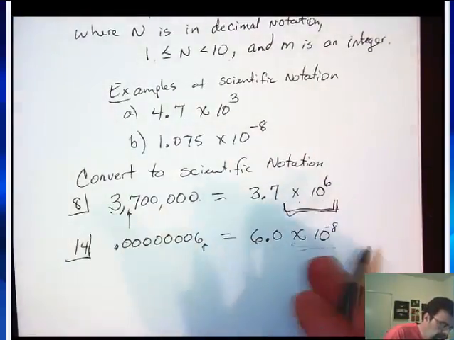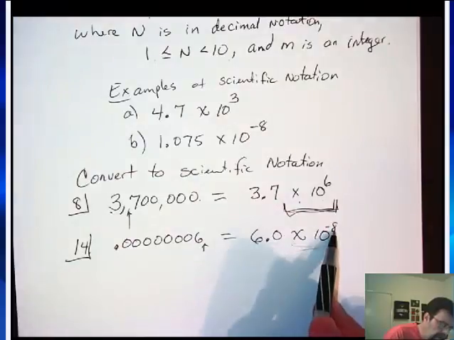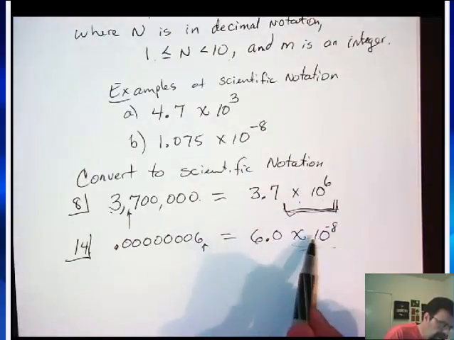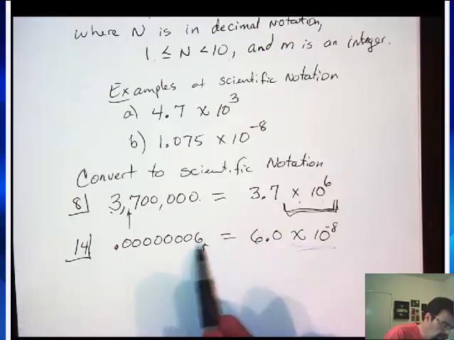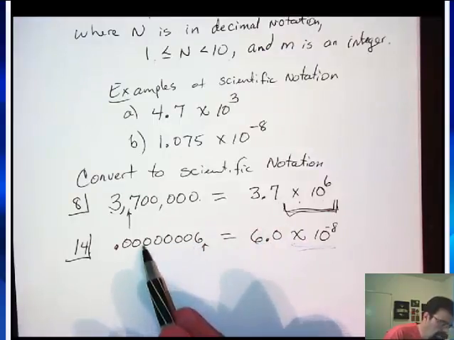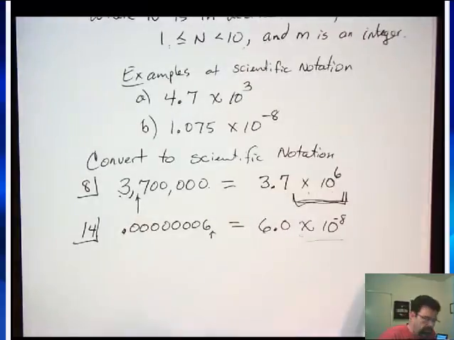Okay, so 10 to the 8 moves it 8 places. Negative is going to make this number become smaller, so I'm going to move it 1, 2, 3, 4, 5, 6, 7, 8 places. So those are equal to each other.